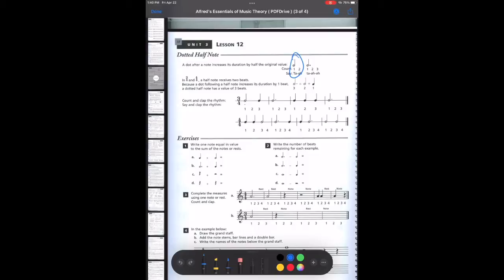We have 1, 2, 3, 1, 2, 3, 1, 2, 3, 1, 2, 3. On the second line, 1, 2, 3, 4, 1, 2, 3, 4, 1, 2, 3, 4, 1, 2, 3, 4, like that. That's how it goes.